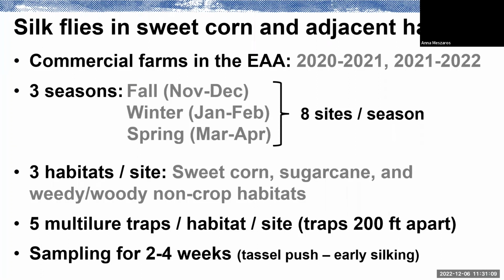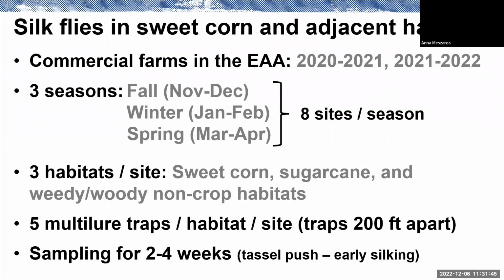And all that work would not have been possible without the help of crop consultants, especially Matt and Trey, identifying those sites and coordinating, very important. For each year, we had 3 seasons: fall, winter, and spring. And for each season, we selected 8 sites. At each site, we had the 3 habitats: a sweet corn field, a sugarcane field, and a non-crop habitat. And within a site, they were not more than a mile apart.